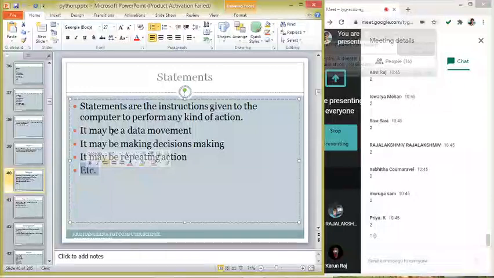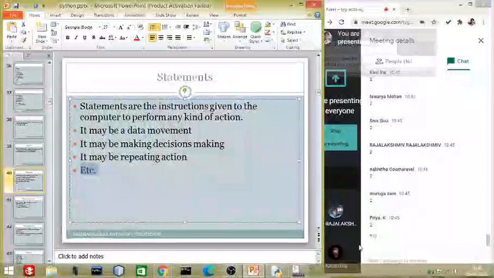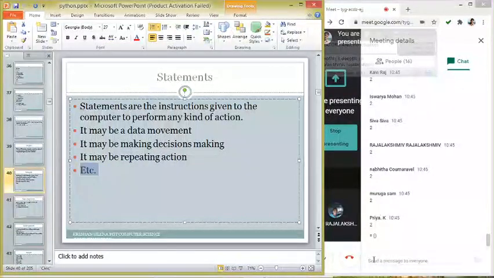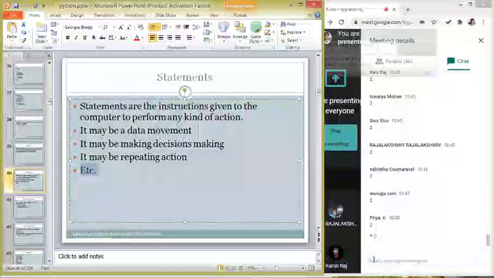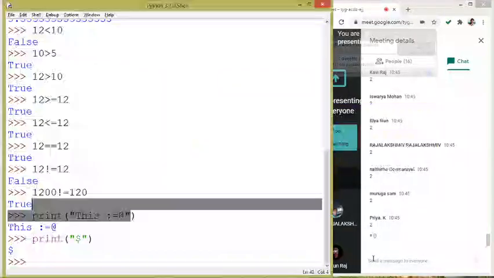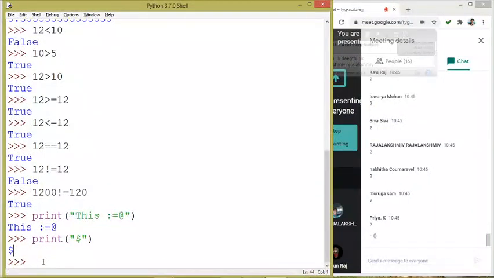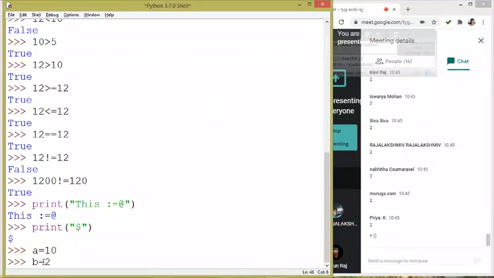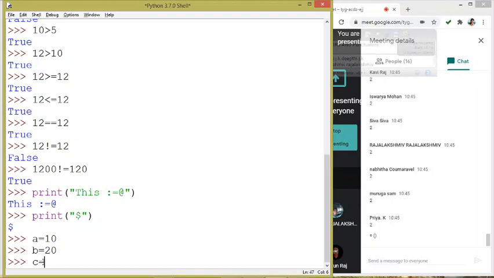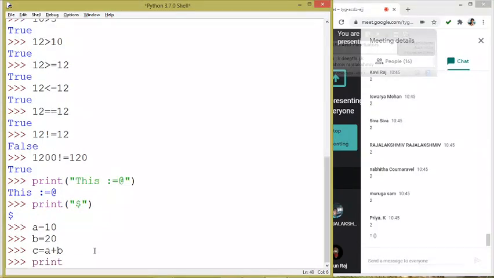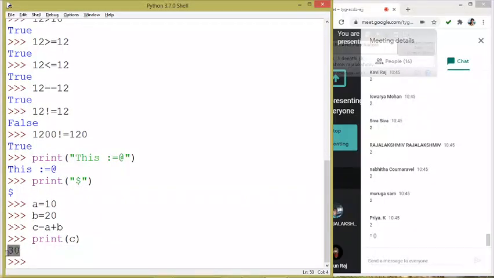Whatever you type in Python programming, each and every line is called a statement. Simple definition, right? For example, you have written A is equal to 10. This is called a statement. B is equal to 20, statement number 2. C is equal to A plus B, this is also called a statement. And print the value of C is another statement, and this is called the result.